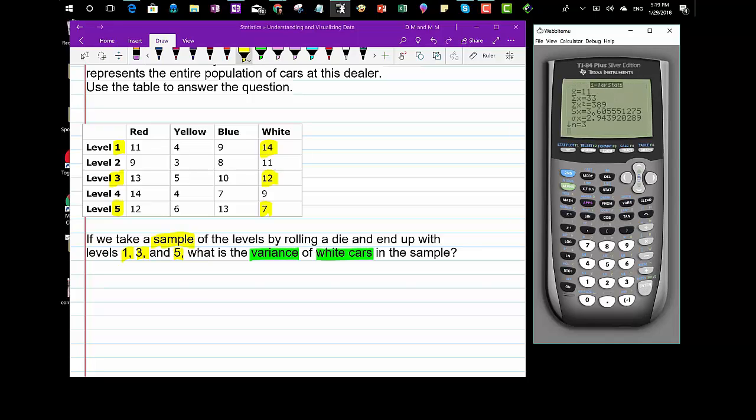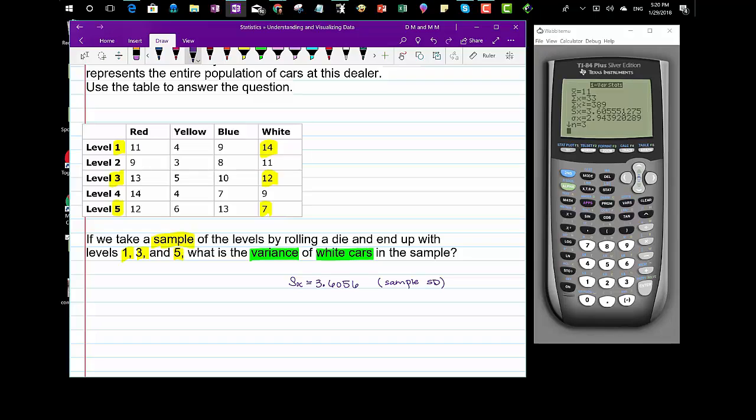Now it's going to give me, since I'm dealing with a sample, my sample standard deviation. That's S sub x. And so my sample standard deviation is 3.605. So that's my sample standard deviation. But they asked for variance.